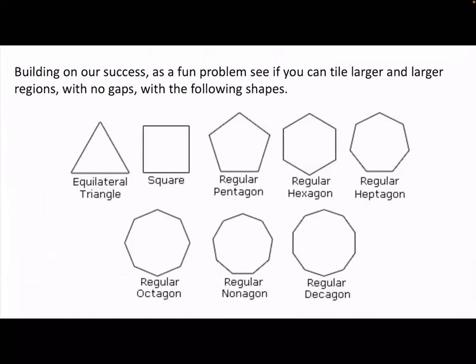So building on our success, we could try other shapes. And this is a great chance to ask students to try to explore and see what they can do. Here's an equilateral triangle, here's a square. Both of those can be done without too much trouble. Can you do a pentagon? And if you can't do a regular pentagon, could you do other pentagons? Can you do a hexagon? Which shapes can you do?